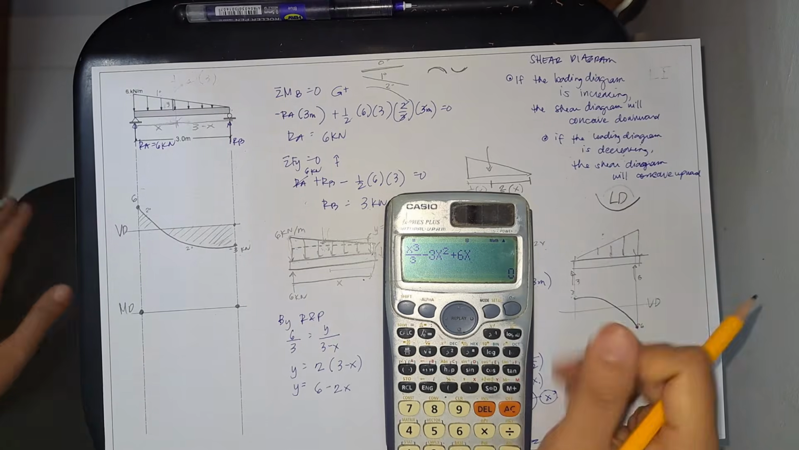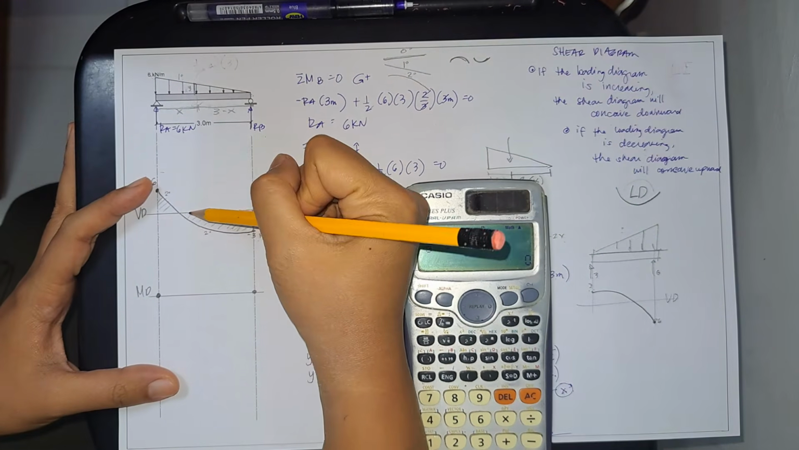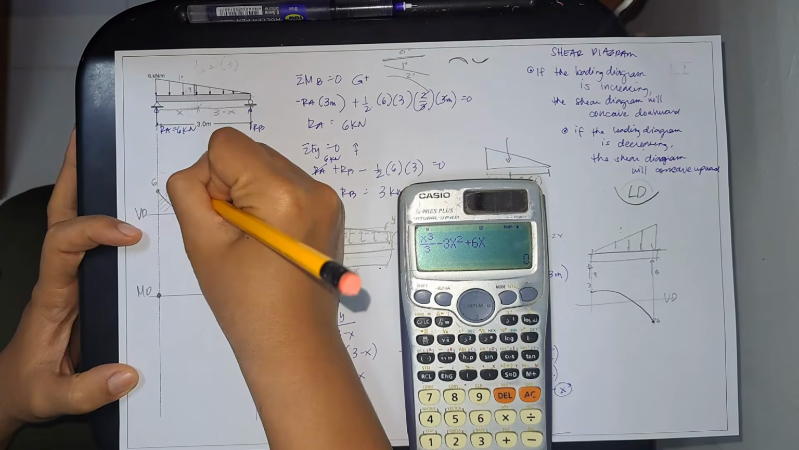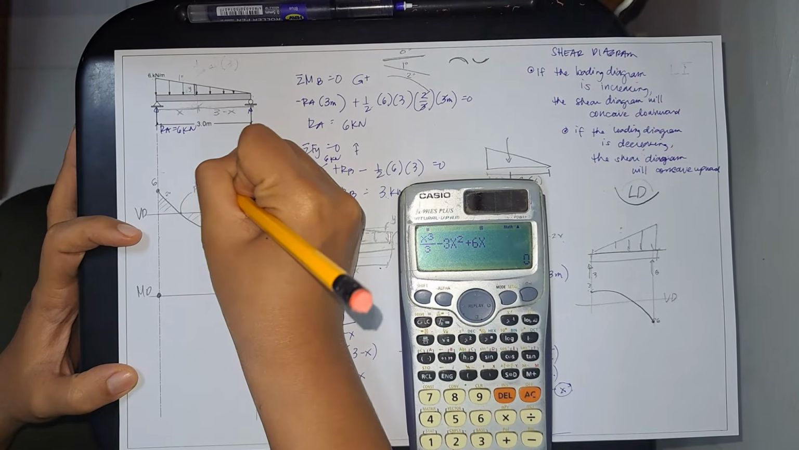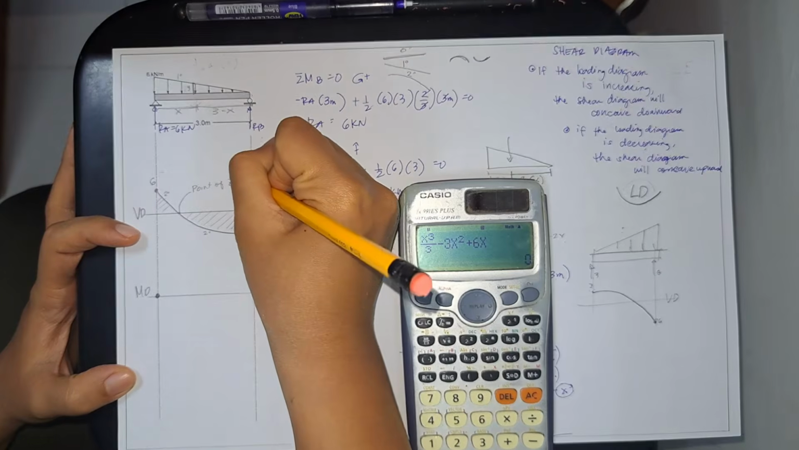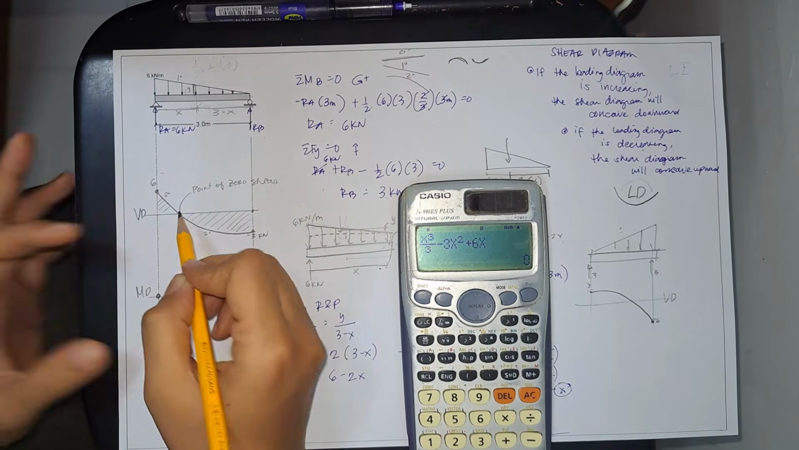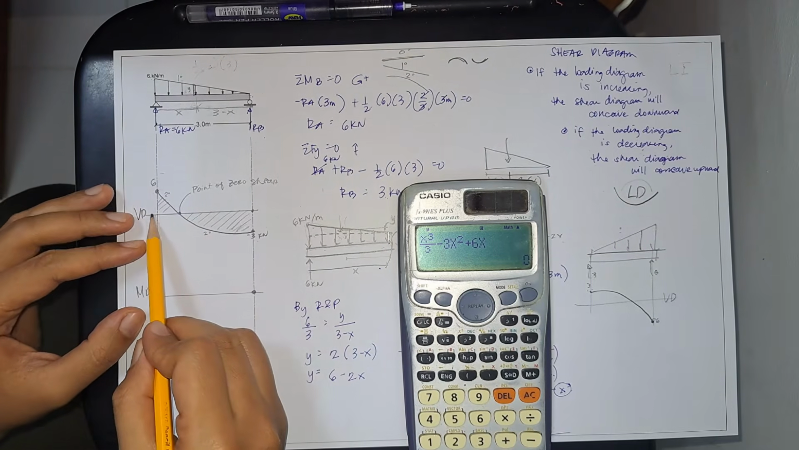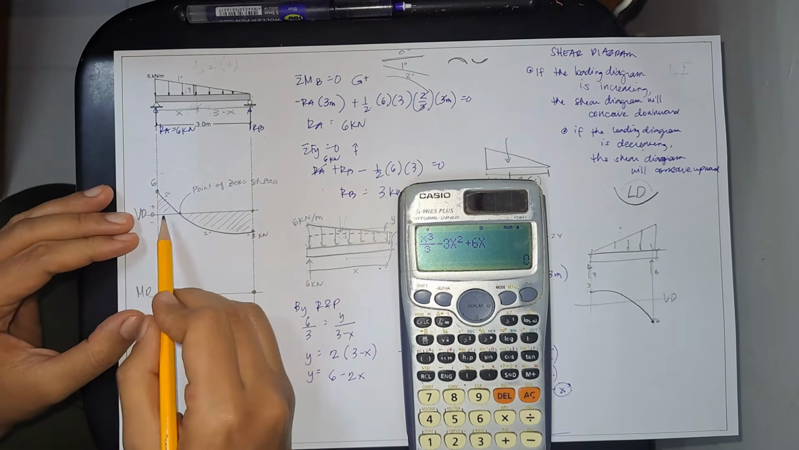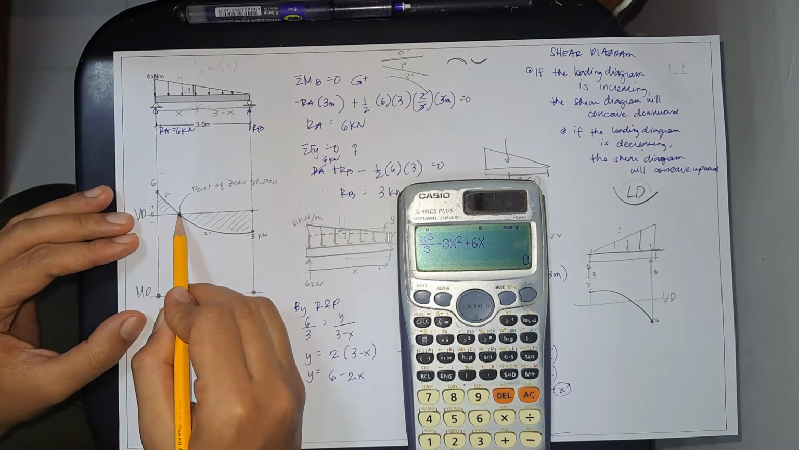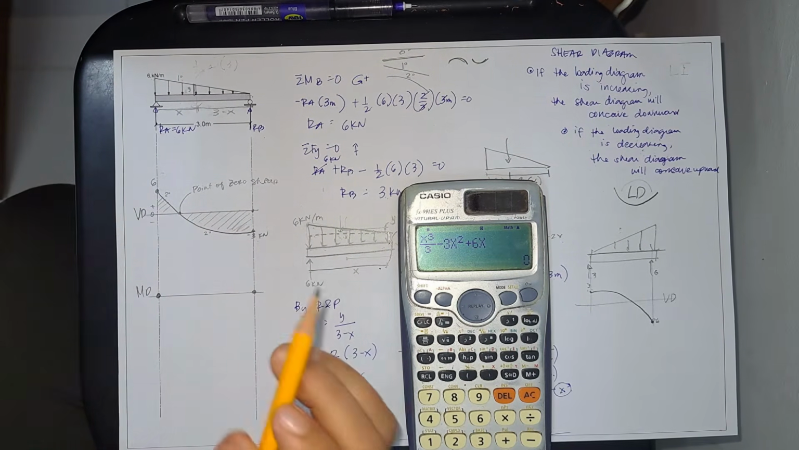Hindi po. Kasi take note, meron po tayong tinatawag dito na point of zero shear. Ang ibig sabihin, 0 yung shear or value ng shear dito sa point na to kasi intersection na po yan, di ba? This is 0, positive, negative. So as you can see here, nasa alignment po siya ng 0. Therefore, considered siya as point of zero shear.